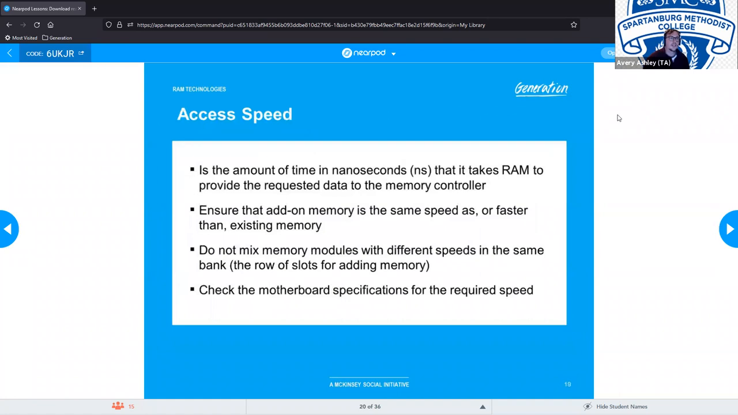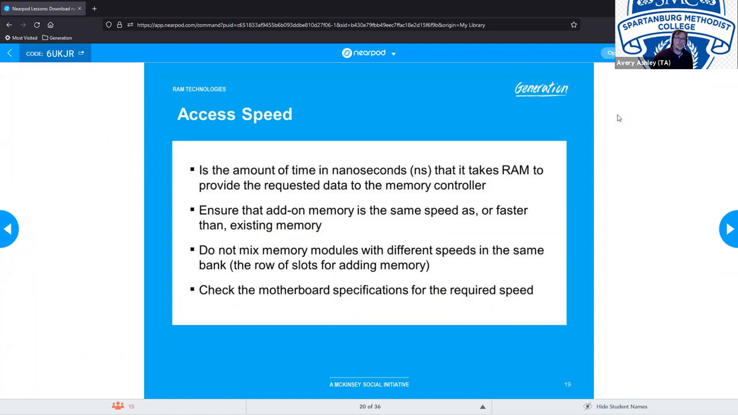Access speed. So this is the amount of time in nanoseconds, or NS, that it takes RAM to provide the requested data to the memory controller. So how much time it takes to get that data. It ensures that add-on memory is the same speed as or faster than existing memory. So it makes sure that our added memory isn't going to be slower than what our computer can handle, or the minimum that it'll handle.